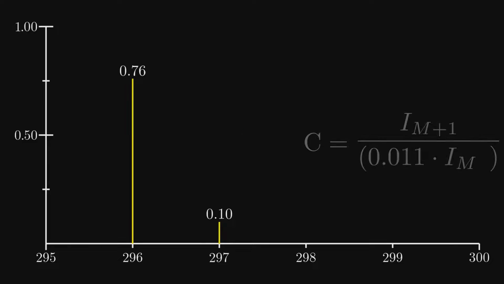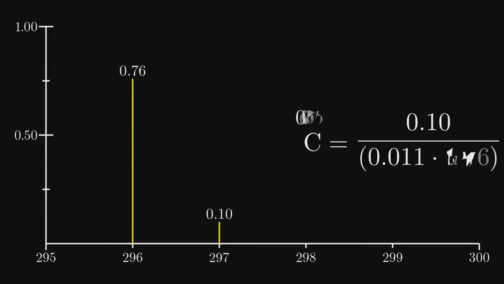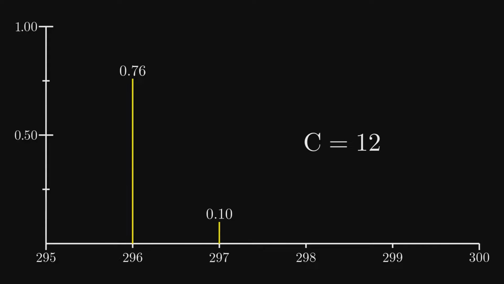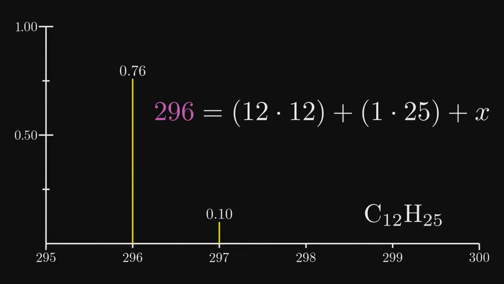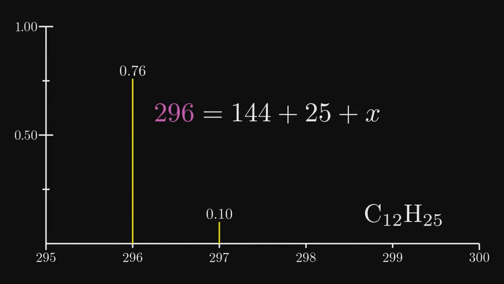The carbon calculation in spectrum B yields 12, which means the alkane is C12H26. One of those hydrogens is actually a halogen, but which one is it? Well, the mass of the M peak is the mass of the molecule, which is the sum of the masses of all atoms present, carbon, hydrogen, and unknown. Solving for the unknown reveals a mass of 127, which means this substance contains iodine.